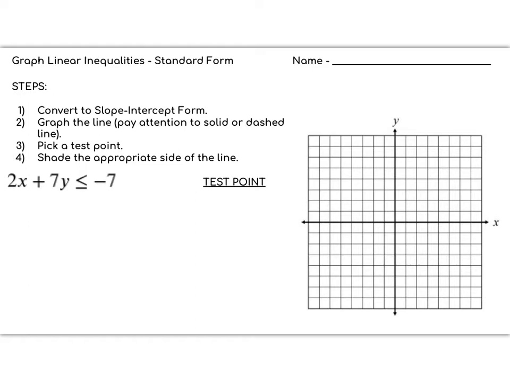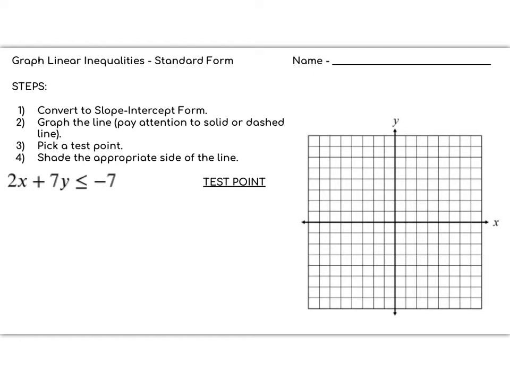So here are your steps. Follow these every time. You're going to take that standard form and convert it to slope-intercept form. Once you change it to slope-intercept form, it's exactly what we did before. You're going to graph the line, making sure you pay attention to whether it needs to be a solid or a dashed line. You're going to pick a test point to see which side of the line you should shade, and then you're going to shade the appropriate side of the line.